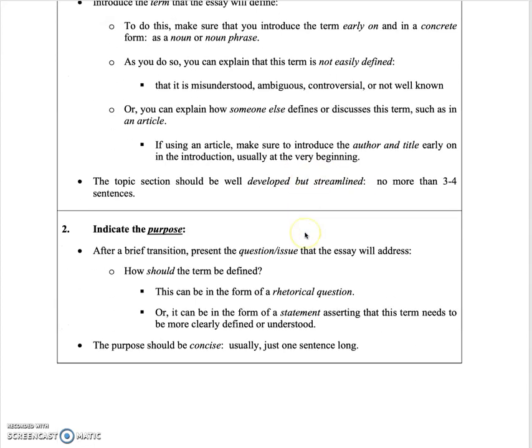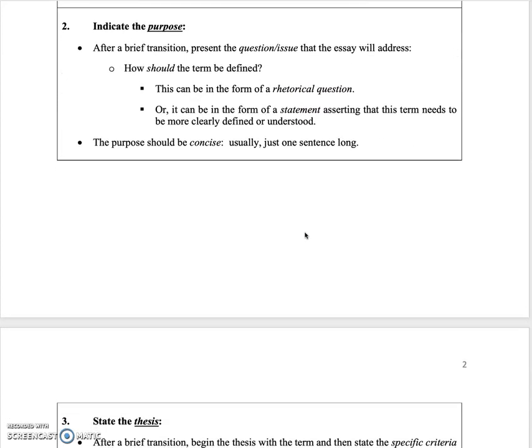All right, so next we're going to indicate the purpose. That means presenting the question or the issue the essay is addressing. And for a definition essay, that's very easy, because the question is, how should this term be defined? That could be in the form of a rhetorical question. You could just say, so how should we define whatever the term is? More commonly, people will use a statement just asserting that this term needs to be more clearly defined, better understood.